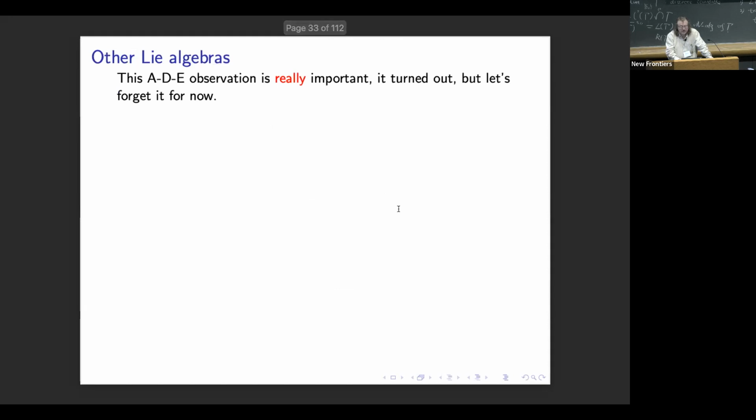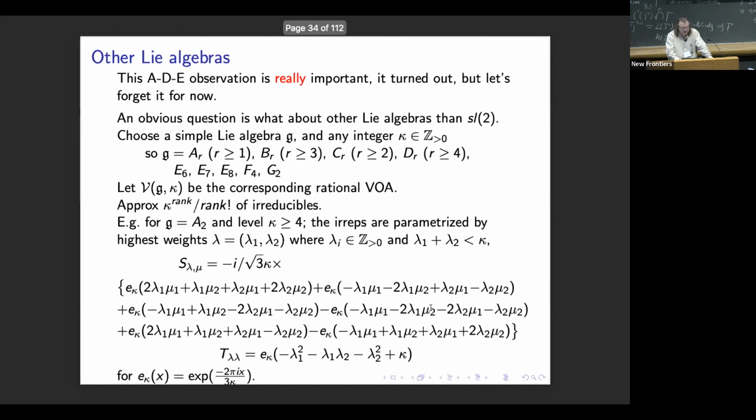We'll come back to this. It's really an important observation, but let's ignore it for now. So an obvious question is, what about other algebras than SL2? SL2 is the baby Lie algebra. Well, how about the other ones? The answer for SL2 turned out to be kind of interesting. Maybe we should look at the other ones.